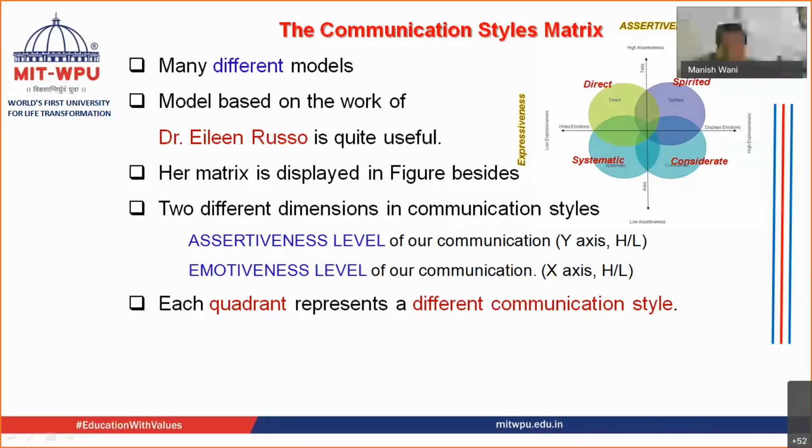This is one quadrant. This quadrant, which represents high assertiveness and low emotions, is known as the style called direct communication. This we will cover in detail in further lectures.